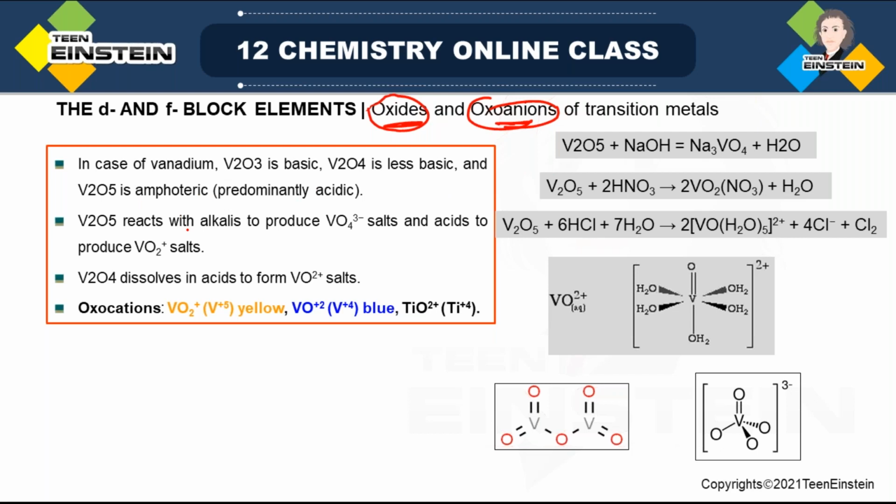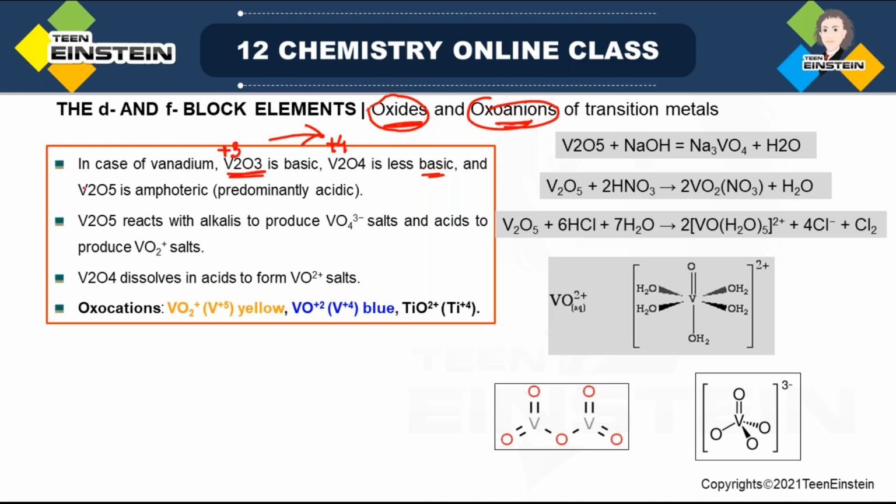Now see here we have different cations, anions and oxides of the metal vanadium. In case of vanadium, the oxide V2O3, where the oxidation state of vanadium is +3, is basic in nature. Then another oxide, which is V2O4, where the oxidation state is now +4. This is less basic. Why? Because it is easy to understand. You are moving from +3 to +4. That means the oxidation state is increased. So obviously now it will be less basic compared to V2O3.